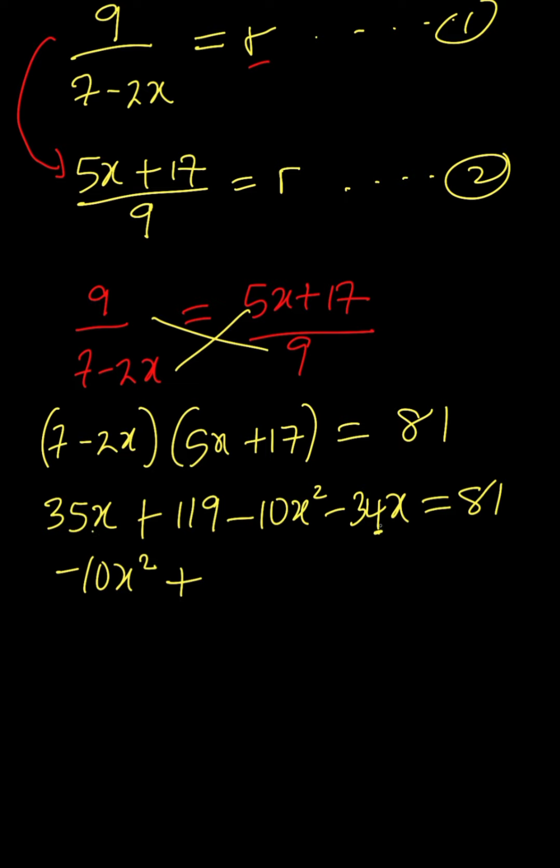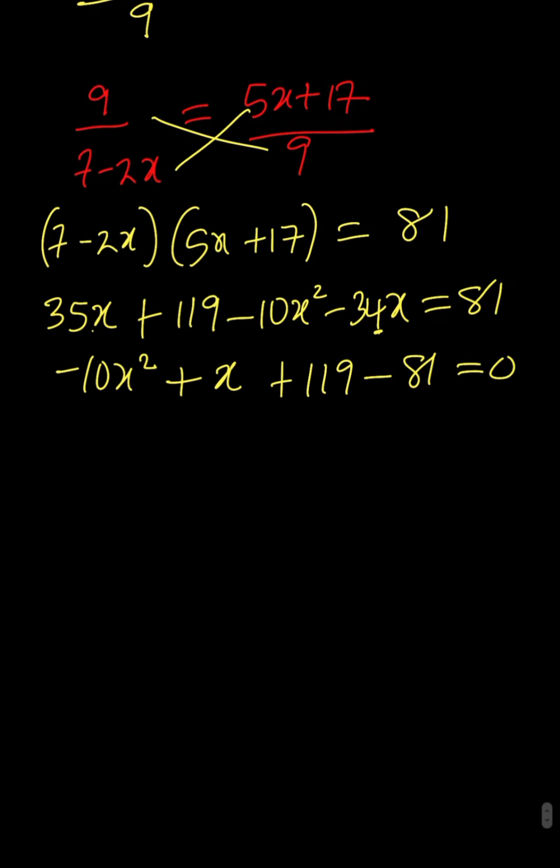Then collecting like terms, we have minus 10x squared plus 35x minus this 34x here will give us just the x. Then plus 119 minus this 81 equal to 0, because when 81 crosses over, it turns to negative. So we are having minus 10x squared plus x plus 119 minus 81 will give us 38 equal to 0.